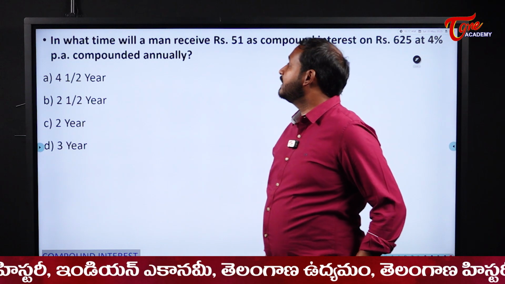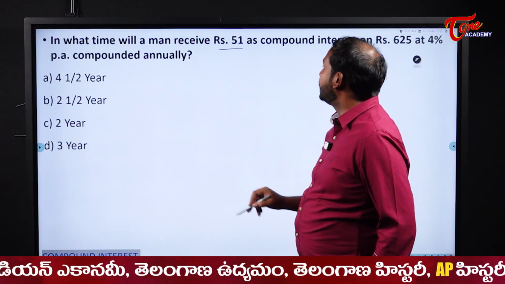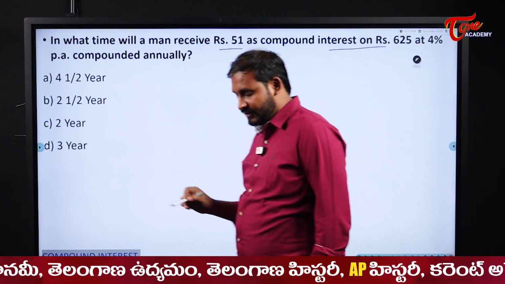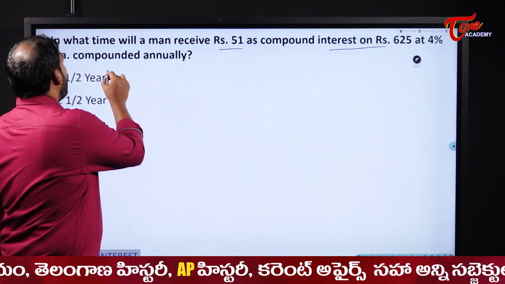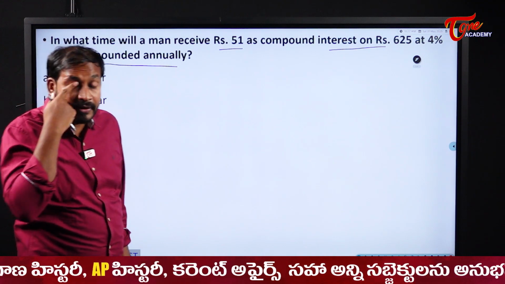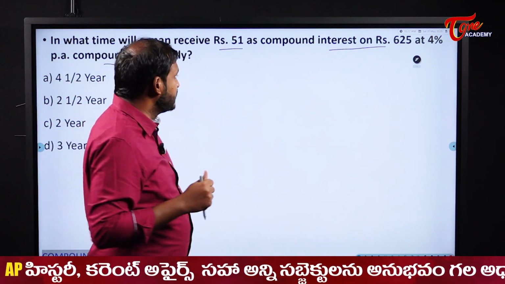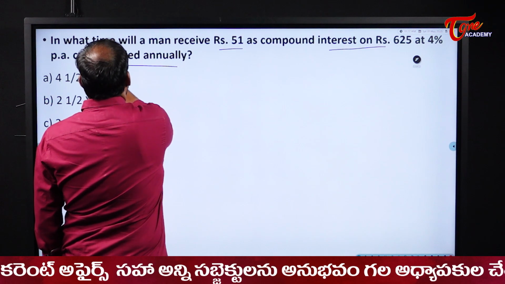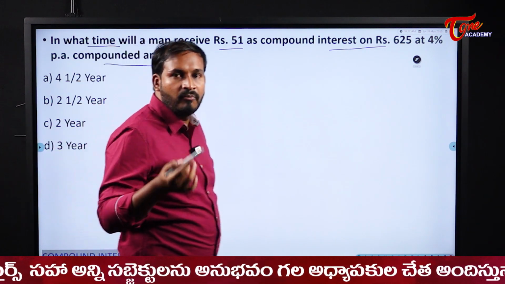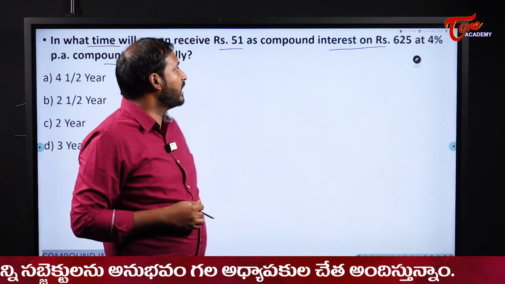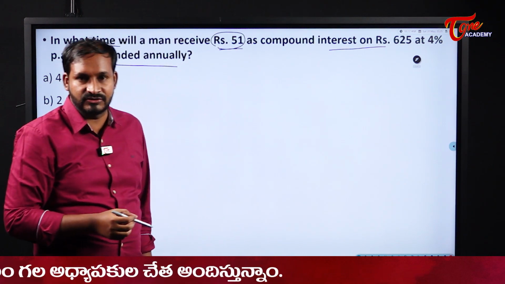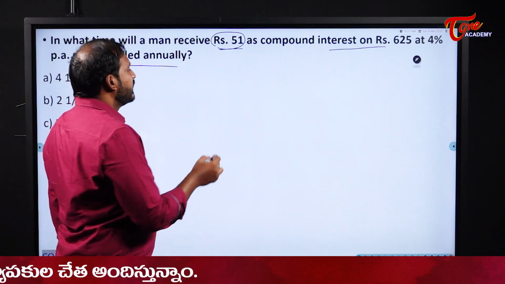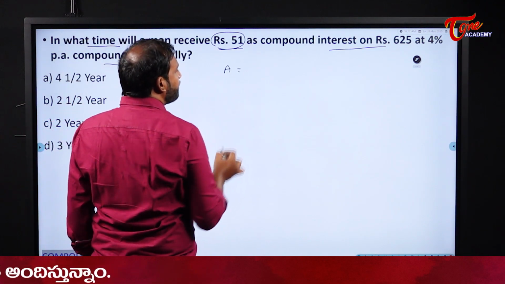In what time will a man receive rupees 51 as compound interest on 625? Okay, this is a little bit different. At 4% compounded annually. See here, they are asking us the time, students. We don't know how much time it is going to take, but how much interest is he getting here? 51. If interest is 51, students, please observe one thing: what about the amount?